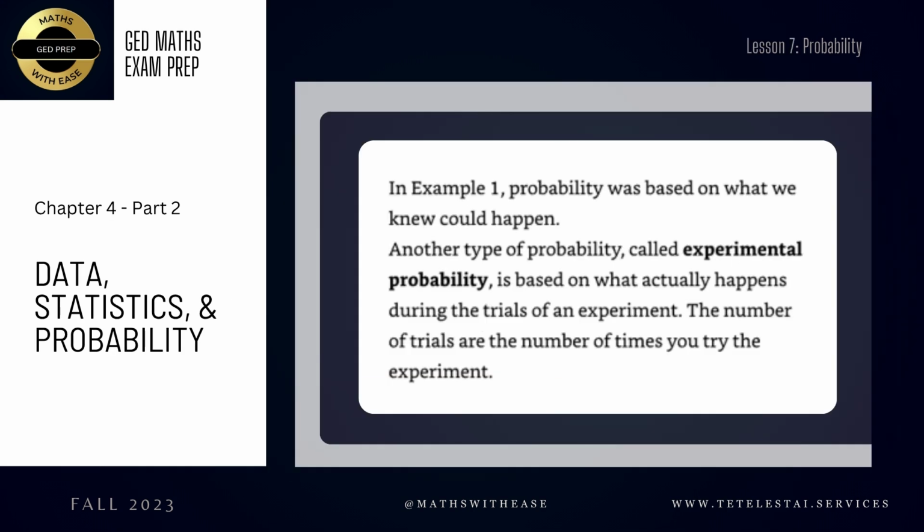So in example 1, probability was based on what we knew could happen. Another type of probability, as mentioned earlier, is called experimental probability. And experimental probability is based on what actually happens during the different trials of an experiment. So the number of trials is the number of times that you try your experiment.